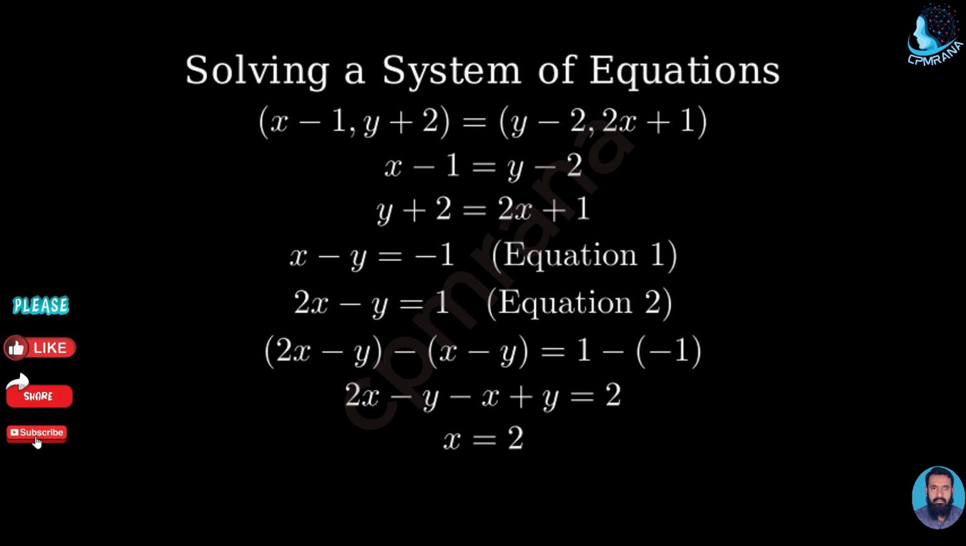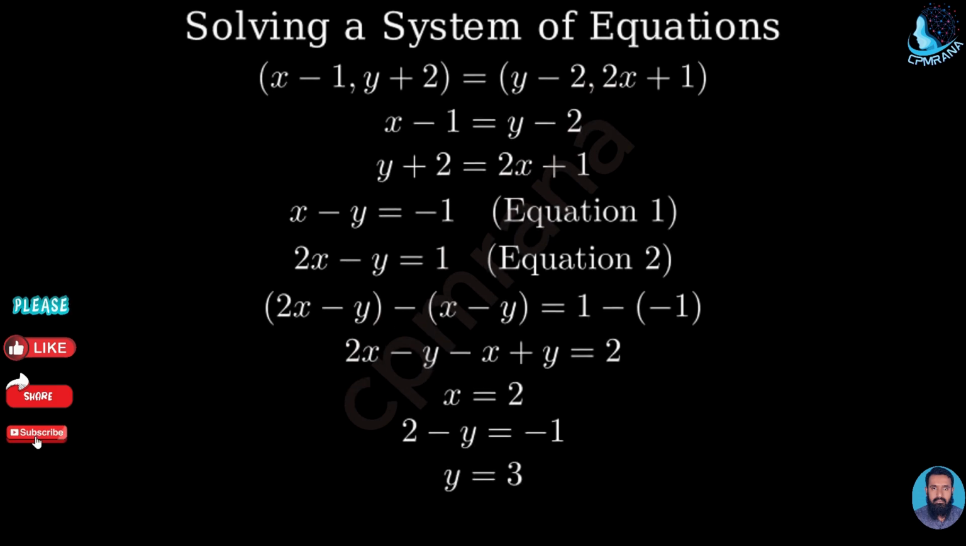Now that we know x equals 2, we can substitute this back into equation 1. 2 minus y equals negative 1. Adding y to both sides, we get y equals 3.